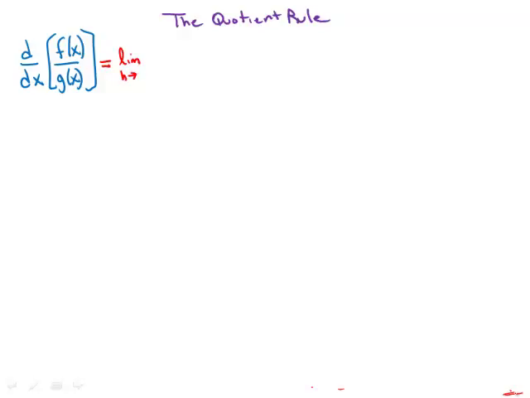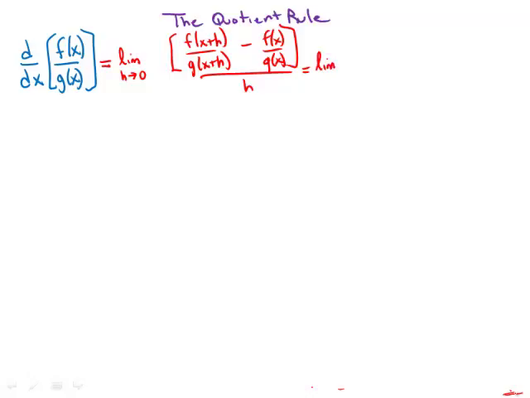So, from the definition of the derivative, the limit as h goes to 0 of, and then we get this gigantic expression, f of x plus h over g of x plus h, minus f of x over g of x, whole thing over h. And so the first thing I'm going to do is take the 1 over h and put it out in front so that we don't have such a compound fraction. I'm going to find a common denominator.